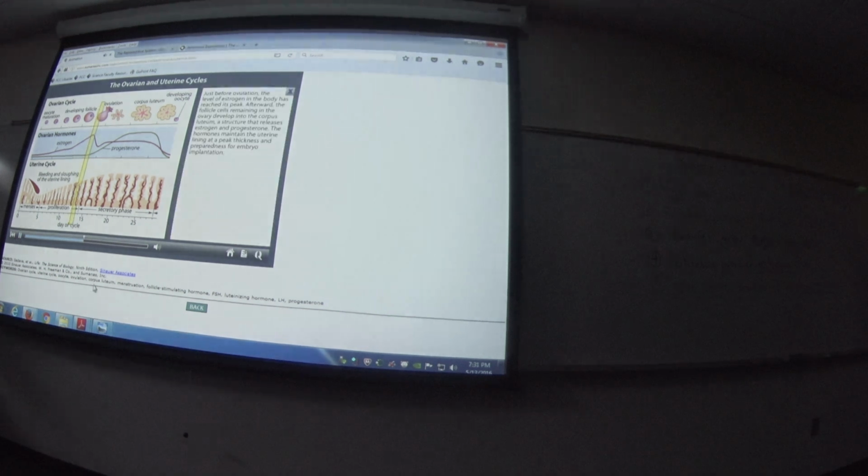Body has reached its peak. Afterward, the follicle cells remaining in the ovary develop into the corpus luteum, a structure that releases estrogen and progesterone. The hormones maintain the uterine lining at a peak thickness and preparedness for embryo implantation. At the end of the cycle, if the egg is not fertilized or has not implanted, the corpus luteum breaks down and stops releasing estrogen and progesterone.